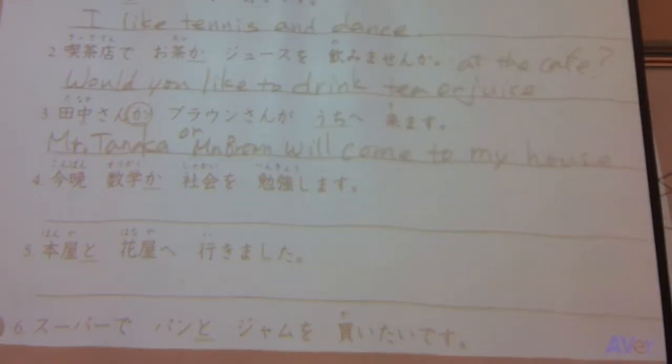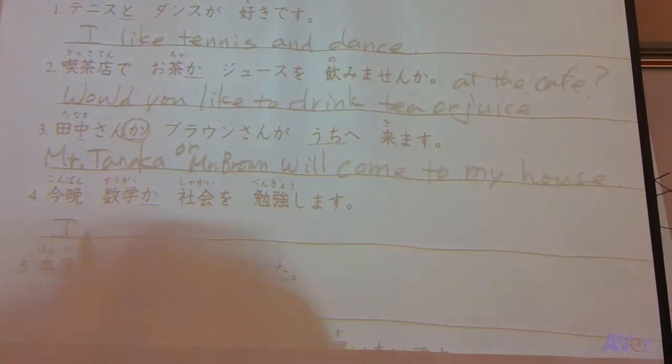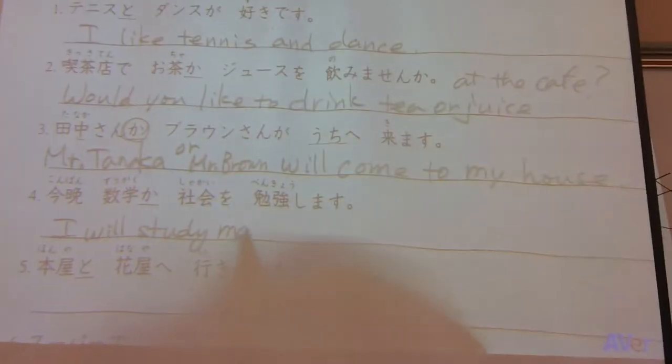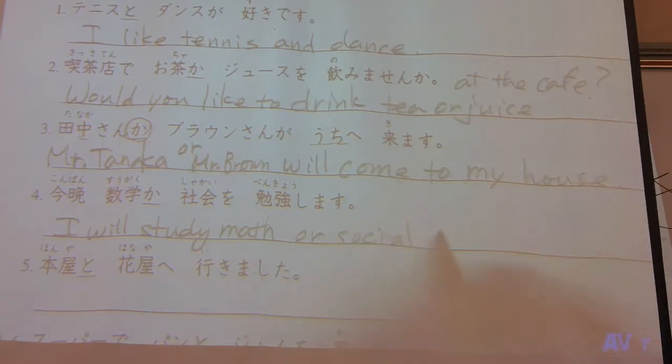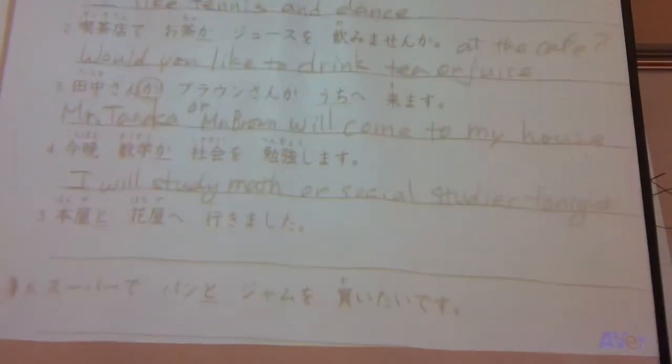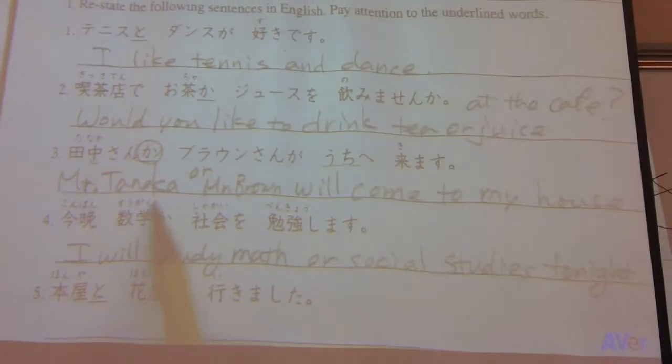I will study math or social studies tonight. Okay. So I will study math or social studies tonight. Good. Tonight. Okay. I will study math or social studies tonight. 数学か社会. Okay.